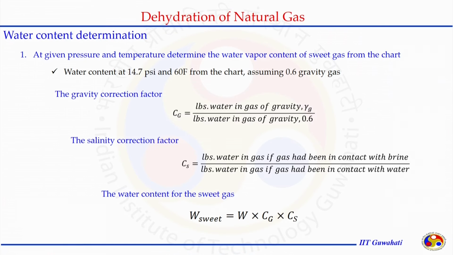The same procedure we can write in the mathematical way. For example, the water content at 14.7 psi and 60 F from the chart assuming 0.6 gravity, as we saw in the last slide from the left hand side chart or from the McKetta and Wehe chart, we can apply the correction factor for the specific gravity, for the salinity, and once we know both the correction factors, we can calculate the water content, assuming the gas is just a sweet gas not having any sour gases in it.